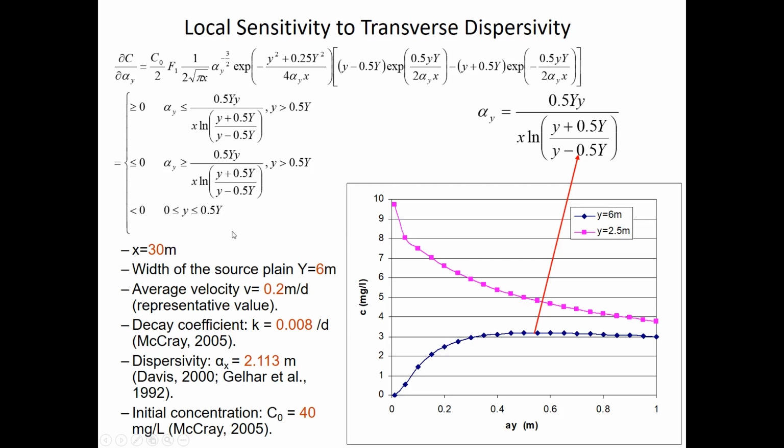So we did this to tell where it's important. This essentially says that at some locations the concentration is going to increase with transverse horizontal dispersivity, or it's going to decrease. Where is the threshold line? The threshold line is calculated by this equation, but you don't need to worry too much about the detail of this value.